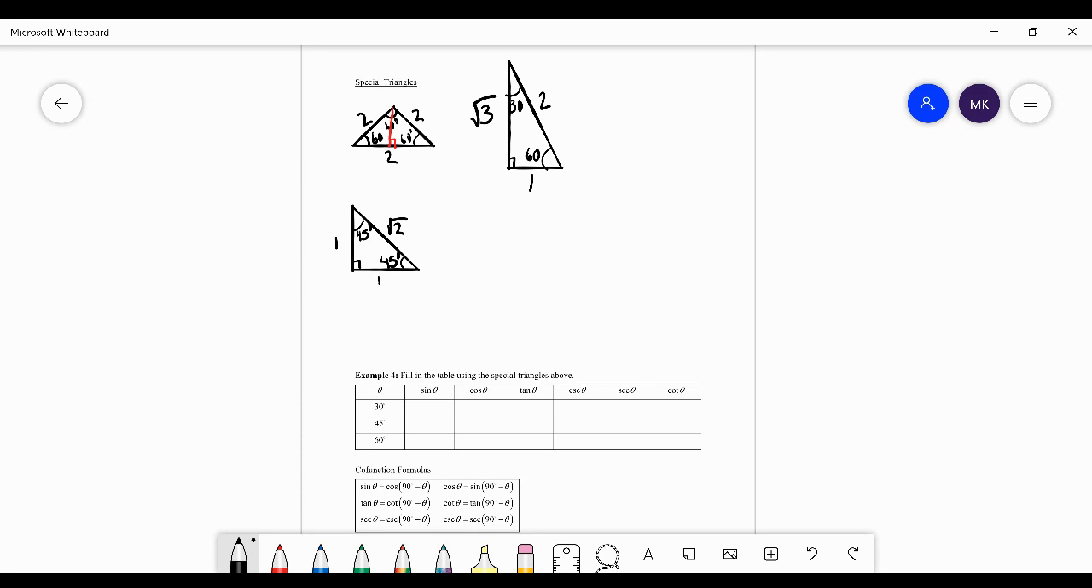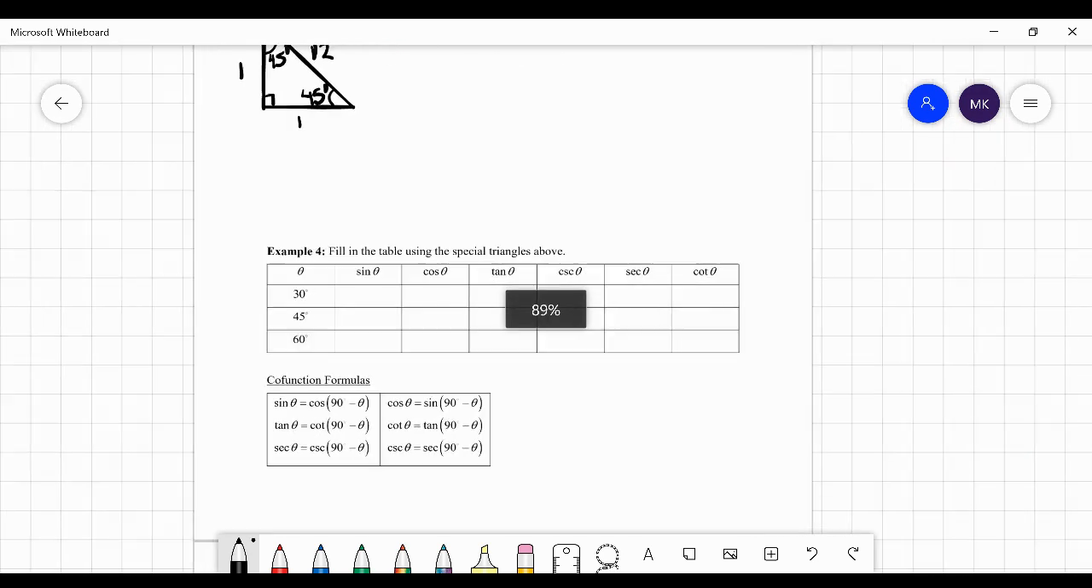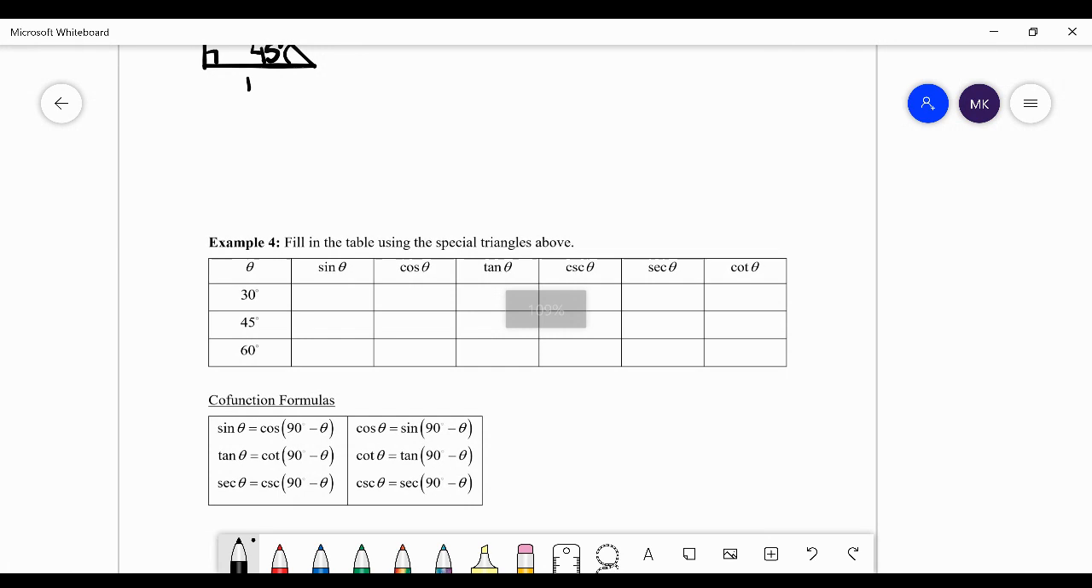Now, this table is a little small, and of course I didn't type it in right. I typed it in, but of course I didn't make it big enough for me to write in. But we can find these values really quickly.